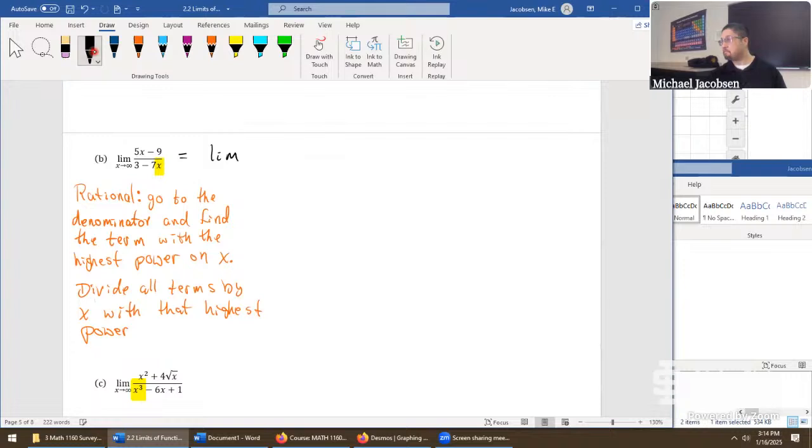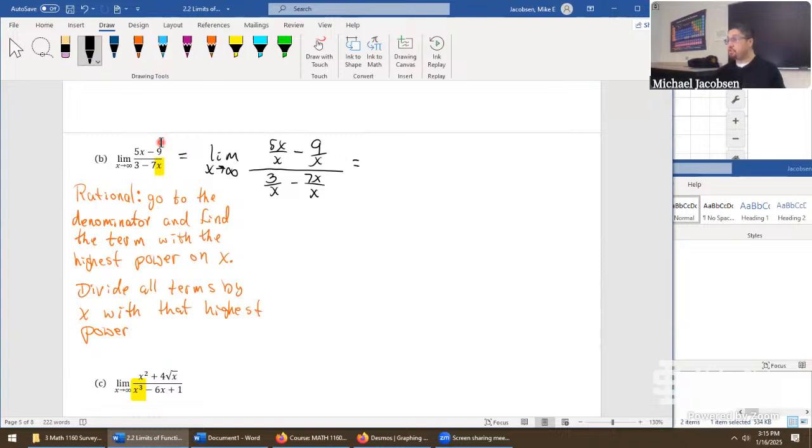It's limit x goes to infinity. We're dividing everything by x, so I'll start off by just writing it in. 5x over x. If you put 5 down here, that's completely appropriate, but it just makes the notes a little bit harder to read. So I usually show these steps in the middle. So minus 9 over x. Then the whole thing is divided by 3 over x minus 7x over x.